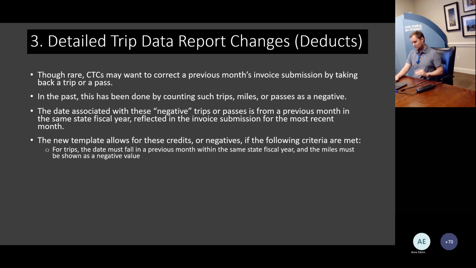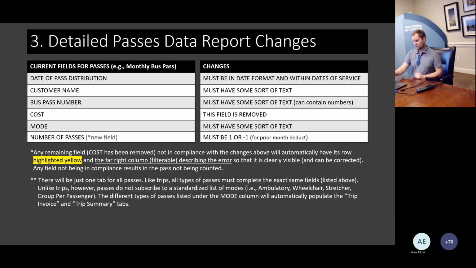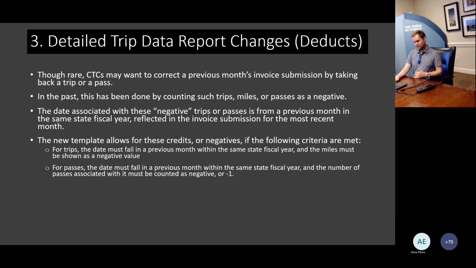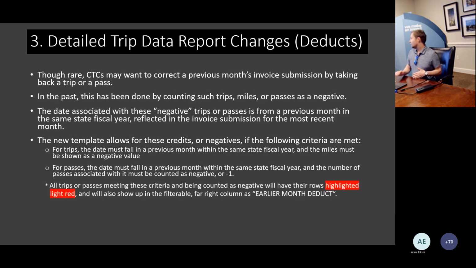You just do the exact same thing. You put in negative mileage, or like the column for the passes, where I'll go back to it real quick, where it says number of passes, 1 or -1. 1 if you want the pass to count, -1 if you want it deducted. Same thing, just put -1 there. It'll deduct it from the count. Now, the -1 or the negative mileage does need to be associated with an earlier month from the same state fiscal year, otherwise it will flag it as an error. But if done correctly and not flagged as an error, it will highlight the row light red.